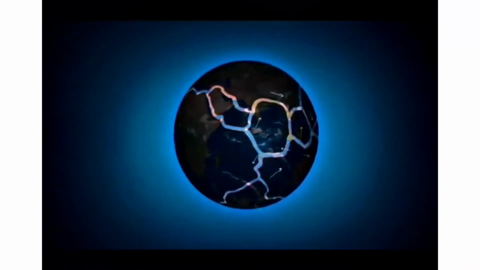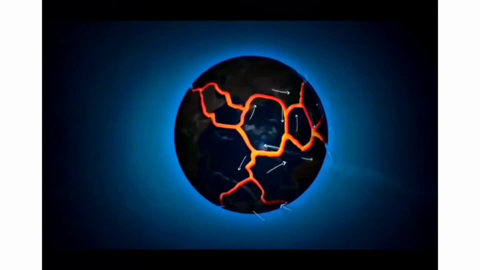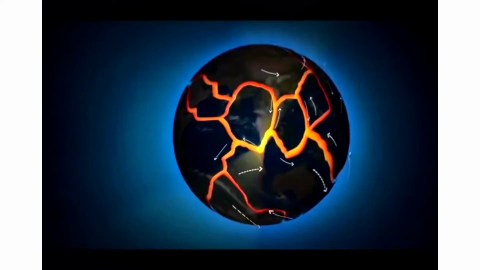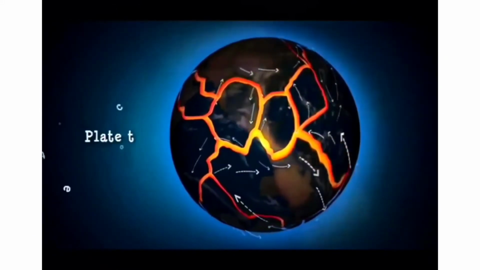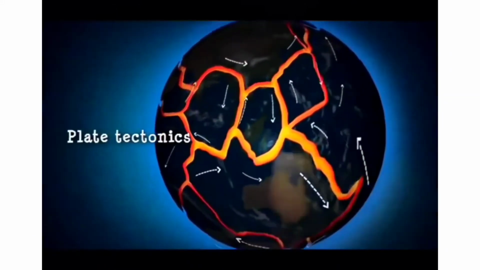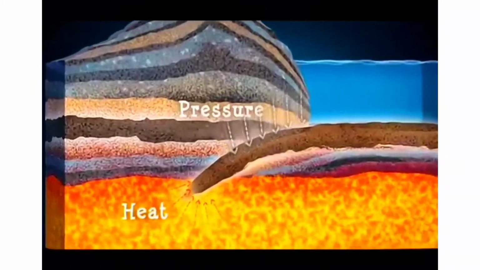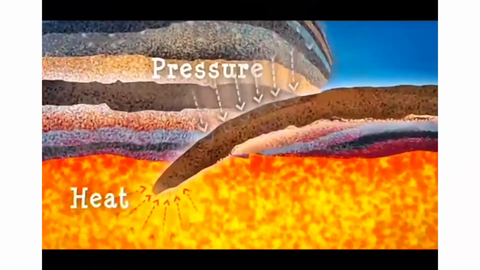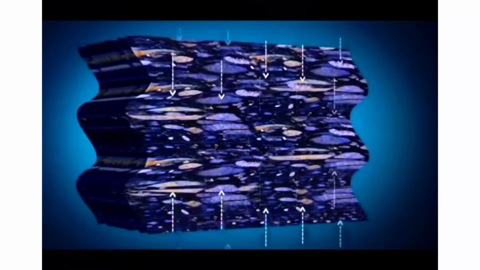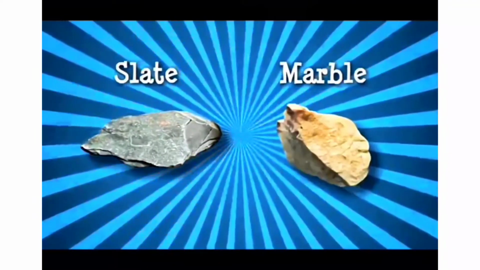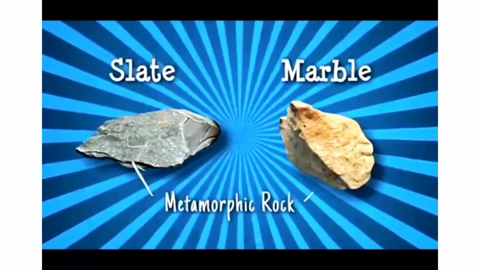Did you know the ground beneath our feet is constantly moving? The continents and oceanic crust are pushing, pulling, and sliding in the process known as plate tectonics, and they form heat and pressure that squeezes rocks, changing their form. Minerals under such intense pressure are changed into metamorphic rock. Slate and marble are examples of metamorphic rock.